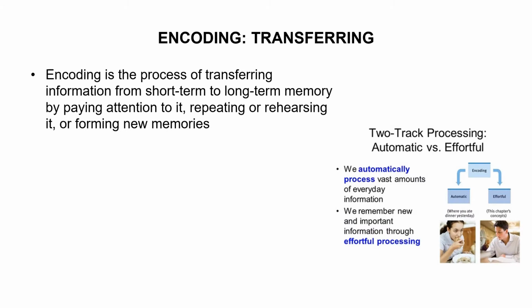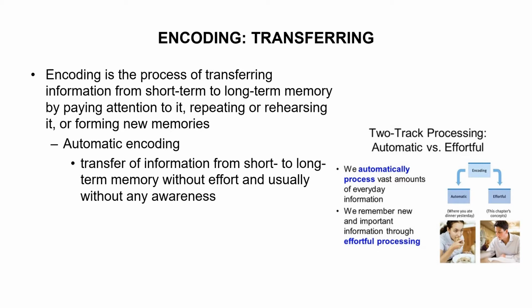So let's look at that encoding or transferring component. The encoding is where you transfer information from short-term into long-term memory. You do that by paying attention to it, sometimes repeating it, rehearsing it, that type of thing, or just forming new memories when we're looking at things like episodes in our life. Those go into long-term memory without rehearsal, but they depend on other things. So let's look at those other things.